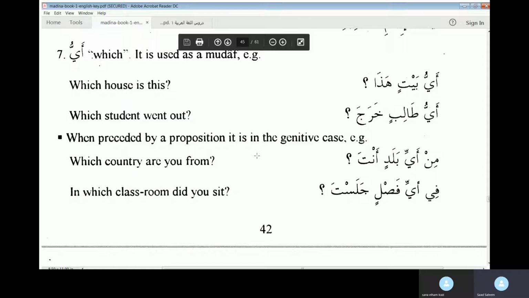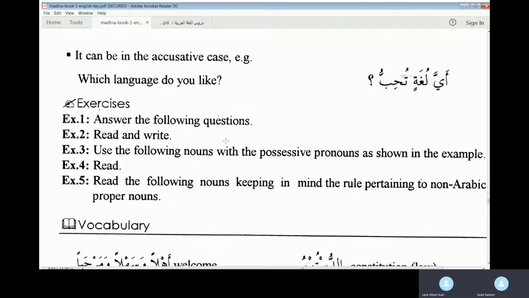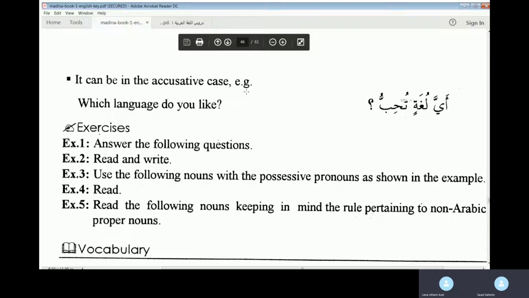It can be in the accusative case. Example, which language do you like? Ayya lughatin tuhibbu. Why can't it be ayyu lughatin tuhibbu? Because ayya is maful bihi in this sentence. The action of the verb tuhibbu is done on ayya. Maful bihi is always mansub.